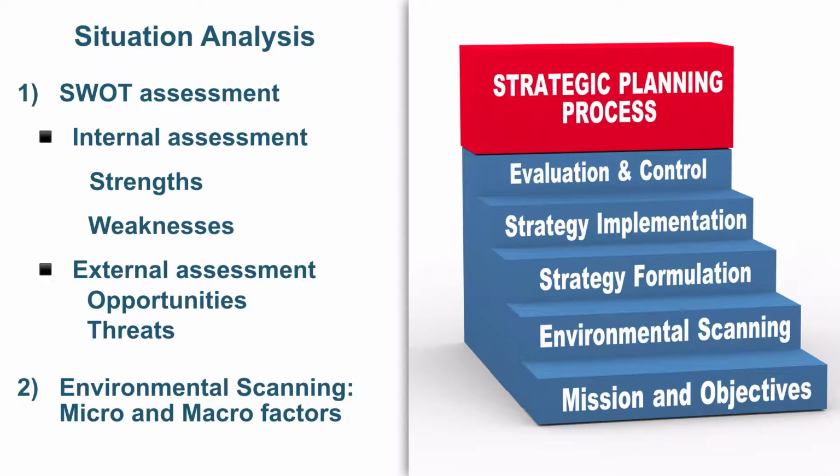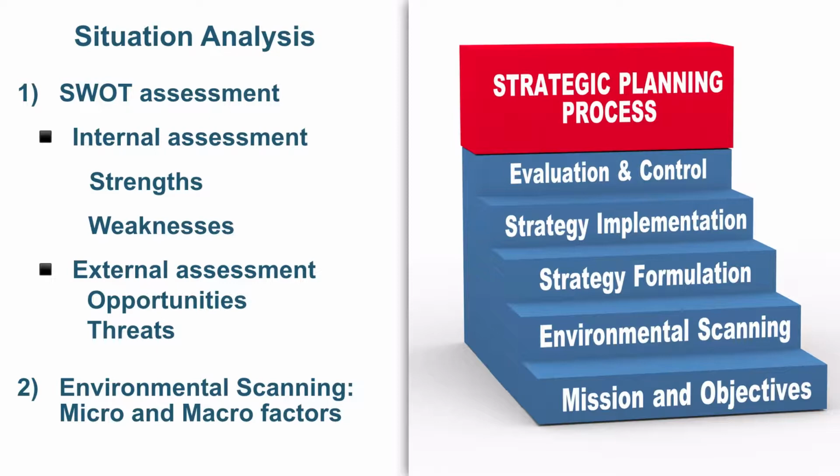A marketing environment has two components to it. One is the SWOT assessment, and one is the environmental scanning. The SWOT assessment has an internal assessment, which looks at strengths and weaknesses, hence the S and the W, and an external assessment, which looks at the opportunities in the market and the threats in the markets, hence the O and the T. The second component is the environmental scanning, which also looks at factors that are inside the company, the micro, and outside of the company, the macro.